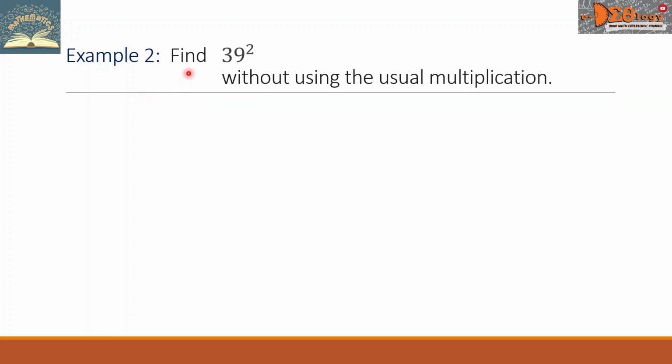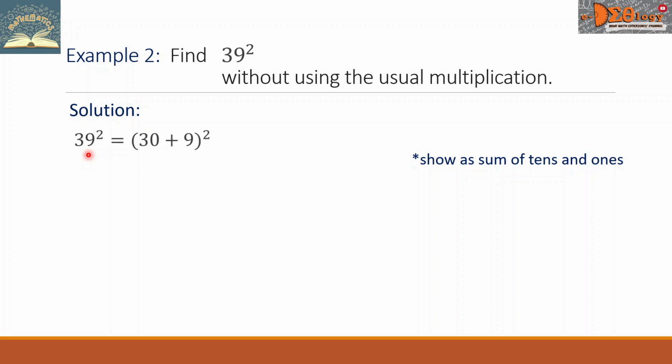Example 2. Find 39 squared without using the usual multiplication. We write 39 squared, and we will show this 39 as a sum of tens and ones. So we have the quantity 30 plus 9, that is squared. We expand the exponent, and we have 30 plus 9 times 30 plus 9.